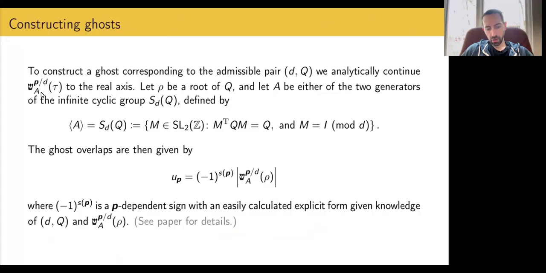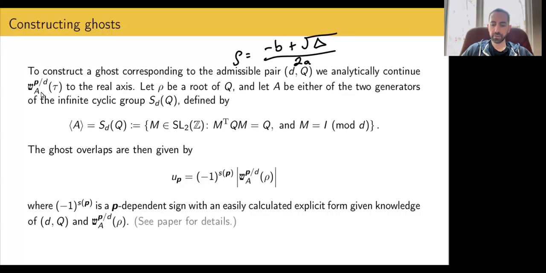Okay. So what's our construction? We take this continuation of this formula to the real axis. We take a root of Q. What do I mean by that? I mean the root of the associated quadratic equation. So negative b, let's say, plus the square root of the discriminant delta, over 2a. So rho would be the positive one of these. Okay, so rho is just a root of Q.